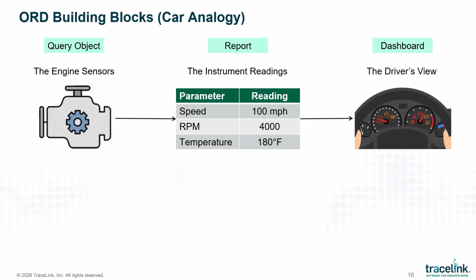And finally, the dashboard is like the driver's view. Now imagine all your key readings displayed together on your car's dashboard. You don't need to check each sensor individually. You get the full picture immediately. In short, query object gathers data, like sensors. Report translates it into readable information, like gauge readings. Dashboard combines everything into one clear visual view, like your car dashboard.